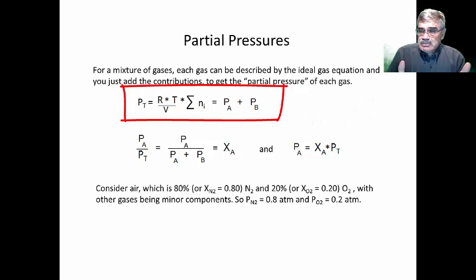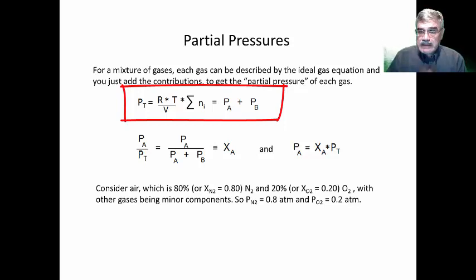Well, if you have a mixture of gases in the same container, they're in the same volume, so volume is the same, and they're going to be at the same temperature, and R is just a constant. So you can say then that the total pressure is equal to the number of moles of component A times RT divided by V. And you can factor out the RT divided by V and come up with the general relationship as shown. The total pressure is equal to RT divided by V times the sum of the number of moles of each component gas.